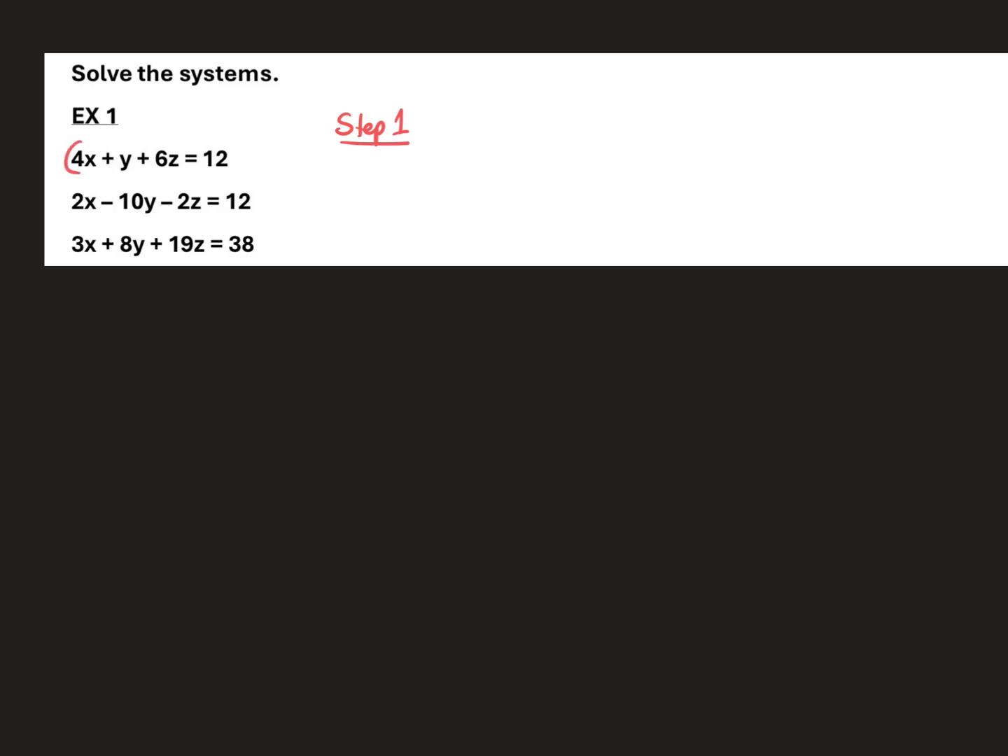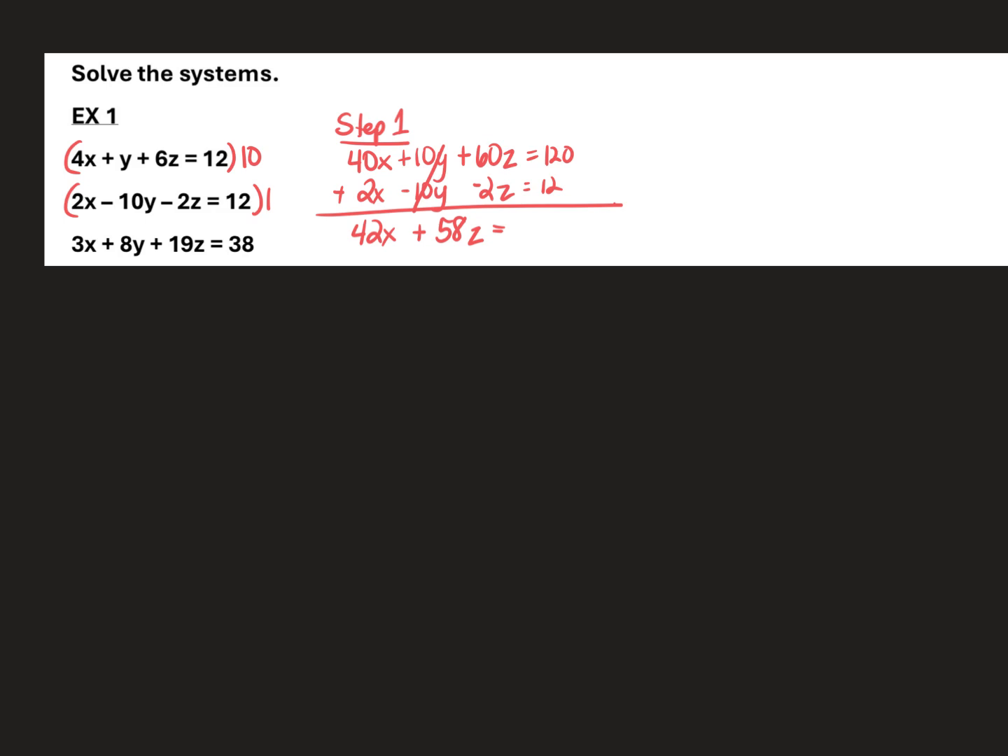I am going to multiply the top equation by 10 and the bottom equation by 1 and put those answers over here. So 40x plus 10y, be very careful when you do this, plus 60z equals 120. 2x minus 10y minus 2z equals 12, and add those together. And I will have 42x, my y's are eliminated, plus 58z equals 132. That is my answer to step 1.